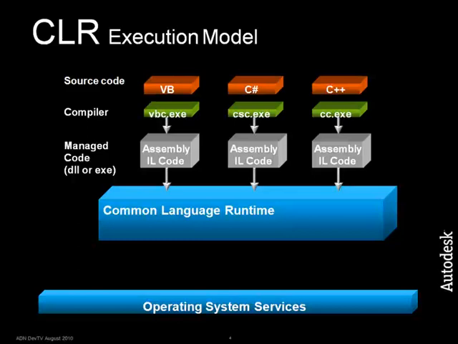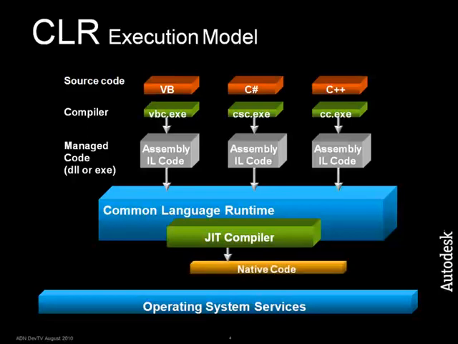The CLR then ensures that everything the assembly needs is available on the system, and it processes the intermediate language code and starts the just-in-time compiler. The JIT compiler is what gives .NET its platform independence, as there will be a different JIT compiler for different types of systems. The JIT compiler then creates the native code.